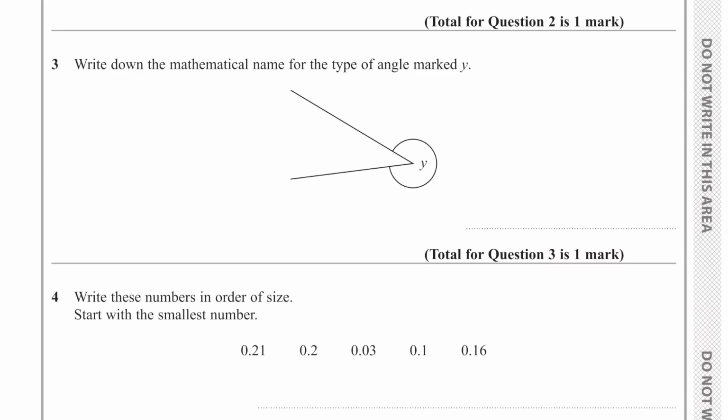Question 3, write down the mathematical name for the type of angle marked Y. It's a reflex angle. So it's acute if it's between 0 and 90, obtuse 90 to 180, bigger than 180 is reflex.